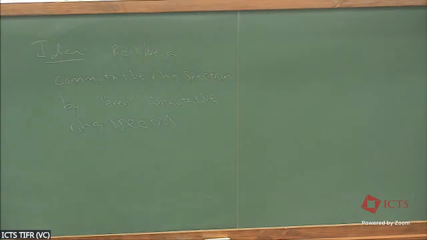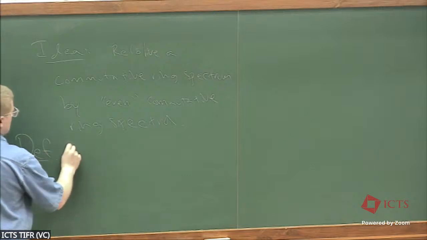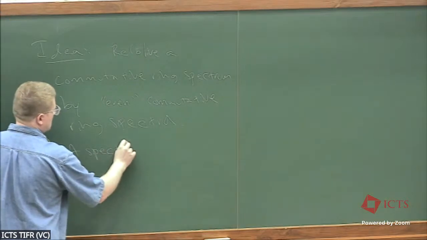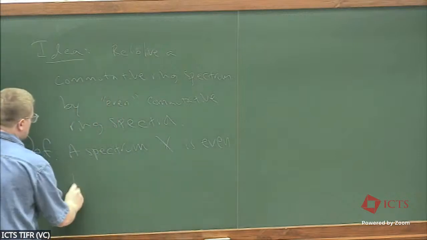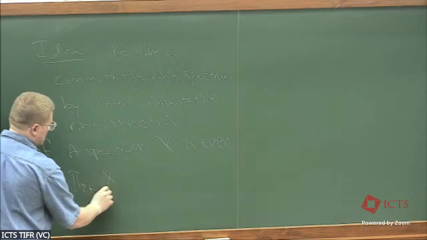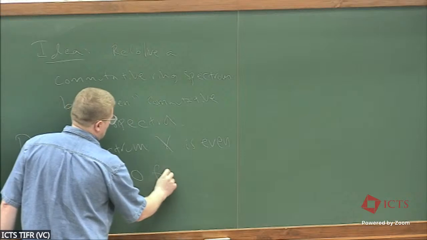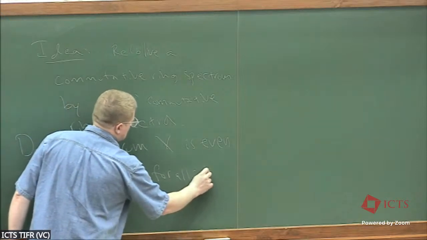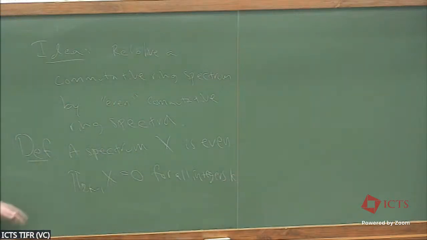So what do I mean by that? I mean that a spectrum X is even if when you take the 2k minus 1 homotopy groups of X, this is 0 for all integers k. And then I'll say a commutative ring spectrum is even if the underlying spectrum is even.